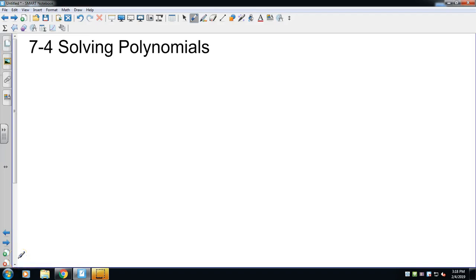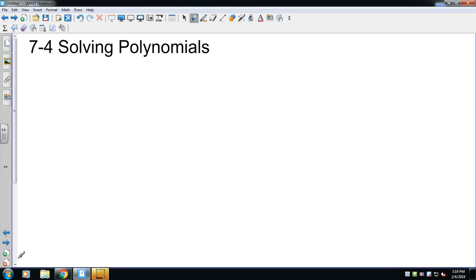Okay, Algebra 1, Chapter 7, Section 4. We're going to solve polynomials. We're going to take some of those factored versions of what we saw and actually find solutions. When they have an x squared or a y squared or something like that, these are called quadratics. We're going to graph them later in the chapter, and their solutions are where they actually cross the x-axis. So we're going to talk about solutions first.